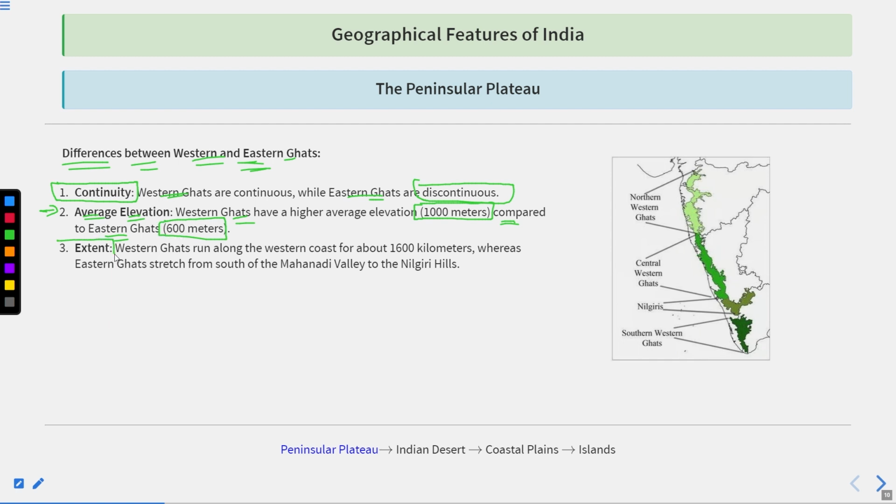in comparison to the Eastern Ghats that have an average elevation of 600 meters only. If we talk about the extent, Western Ghats run along the Western coast for about 1600 kilometers, whereas Eastern Ghats are stretched from south of the Mahanadi Valley to the Nilgiri Hills. Okay.